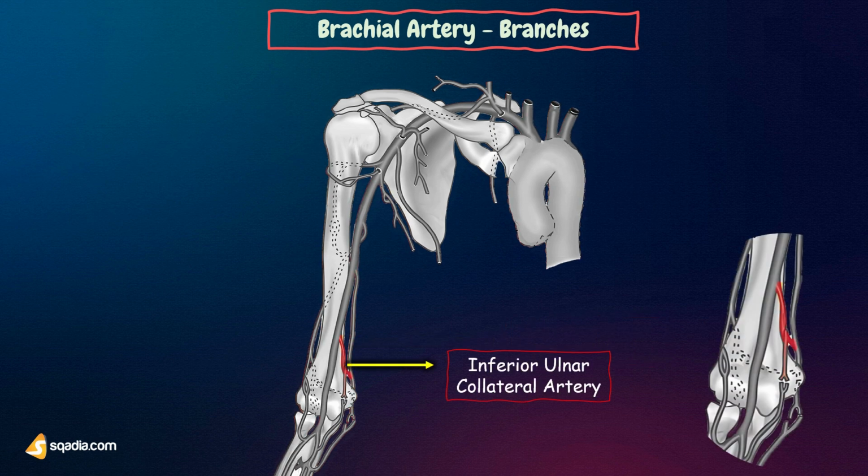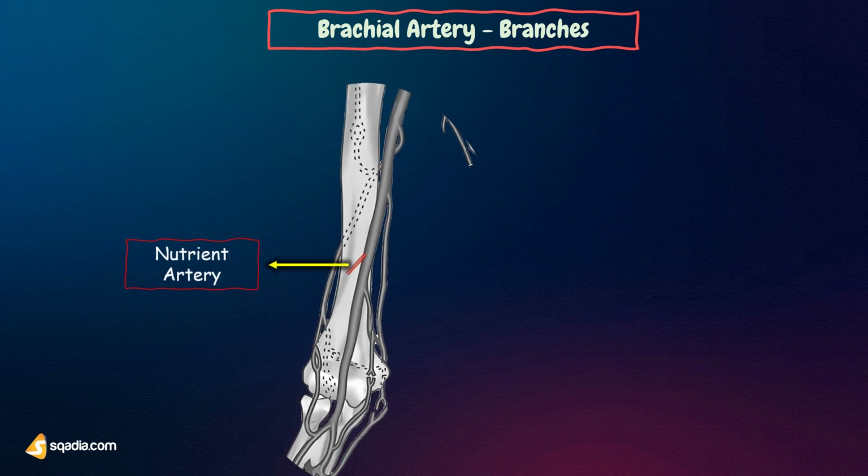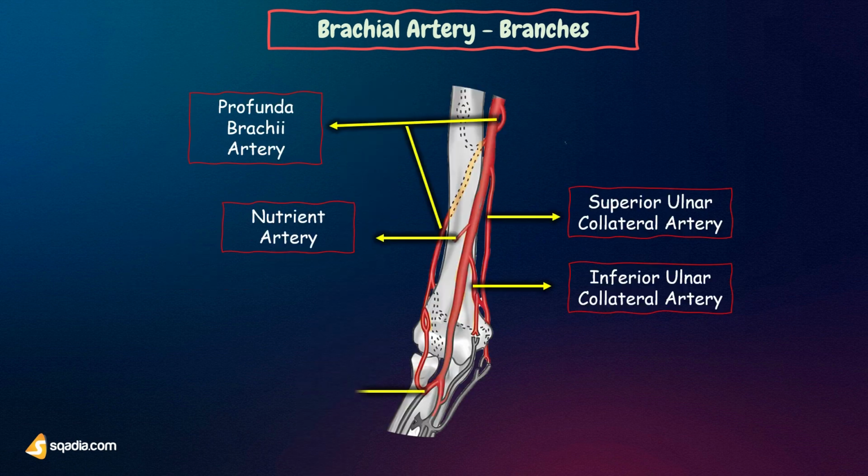Next, we have the inferior ulnar collateral artery, which arises near the termination of the artery and takes part in the anastomosis around the elbow joint. There is also a small branch called the nutrient artery to the humerus. There are muscular branches that supply blood to the muscles of the anterior compartment of the arm. Lastly, there are the terminal branches known as the radial artery and the ulnar artery.